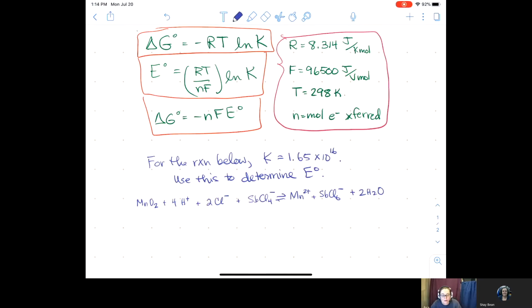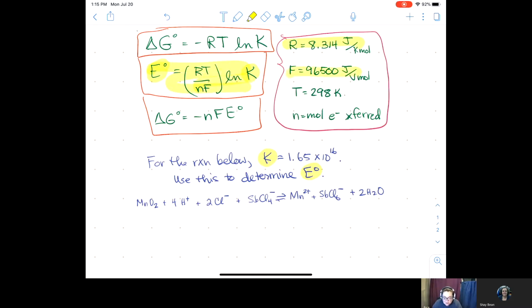All right, here's another problem. Again, these are the three equations to convert between the thermodynamic parameters. When you're given a question, look at the two thermodynamic parameters that are present, and that's how you're going to pick the equation. So for the reaction below, I have a K value, and I'm going to use this to determine E naught. And so I'm looking for the equation that relates E naught to K. This is the equation that I use.